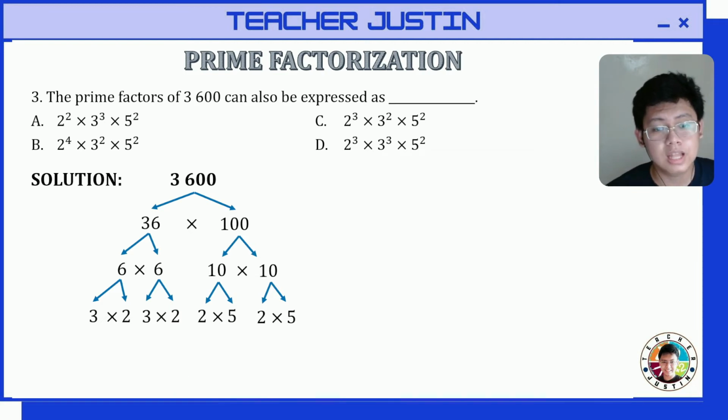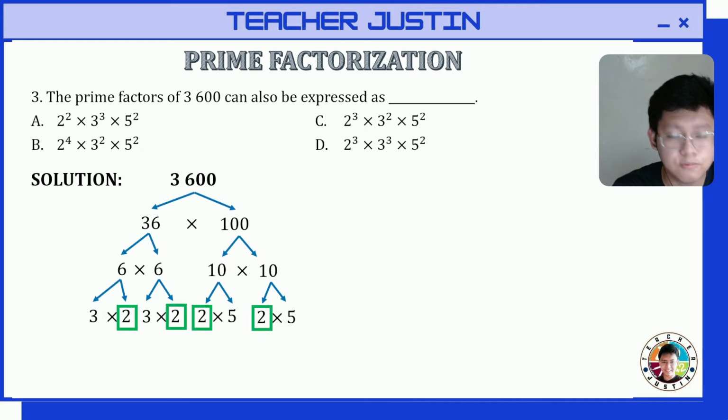Okay. Now that we got all the prime factors ng 3,600, let's count the number of 2s, 3s, and 5s na meron tayo. So, start nating bilangin yung factors natin na may 2. So, 1, 2, 3, 4. So, meron tayong 4 na 2. We can express that as 2 raised to 4. Kasi 4 yung 2's natin.